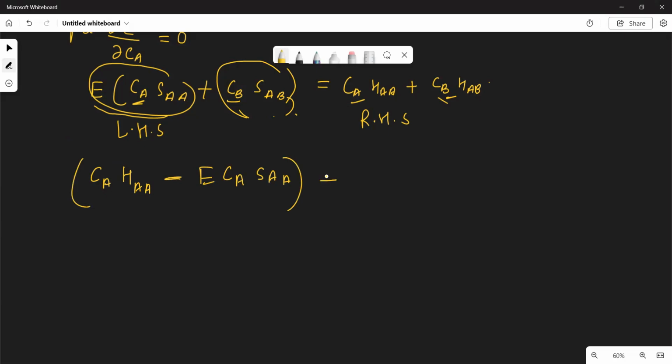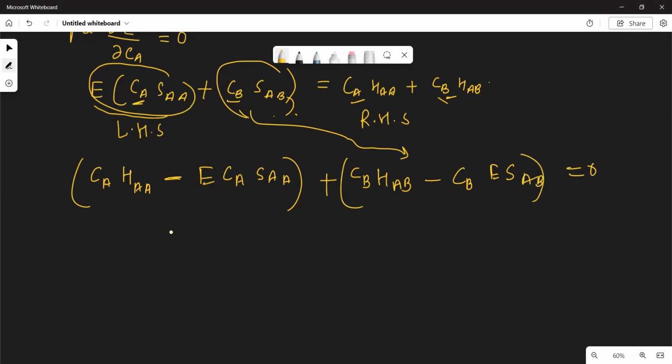Similarly, we will keep the second term of the right hand side on the same side here, and we will shift this term over here. That will give the negative sign. And this whole equals 0.